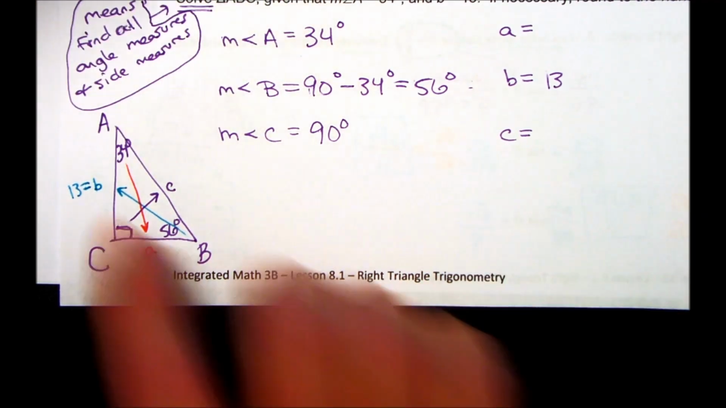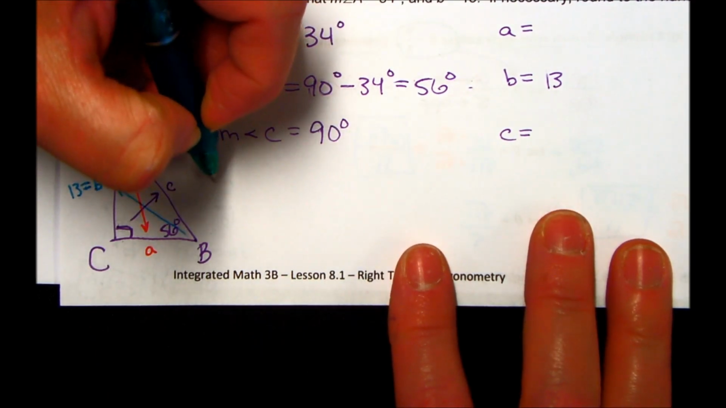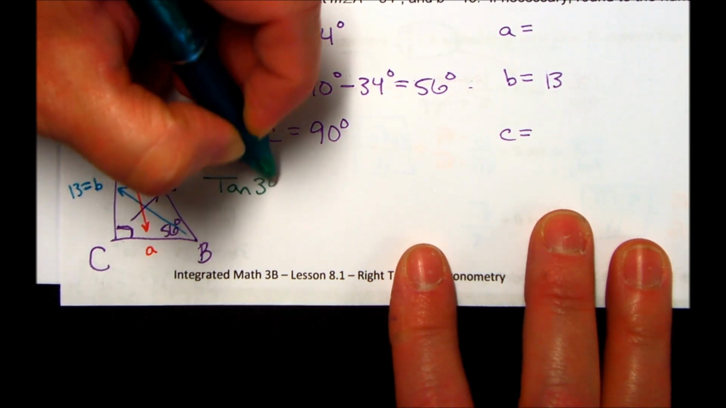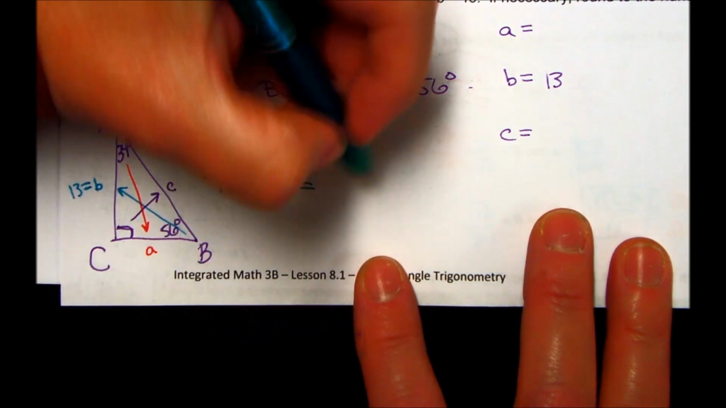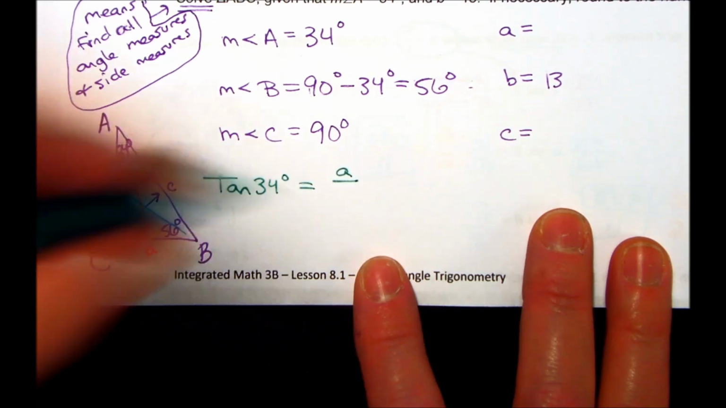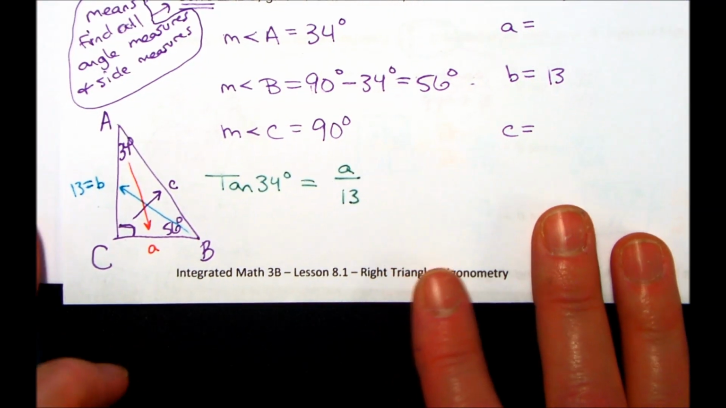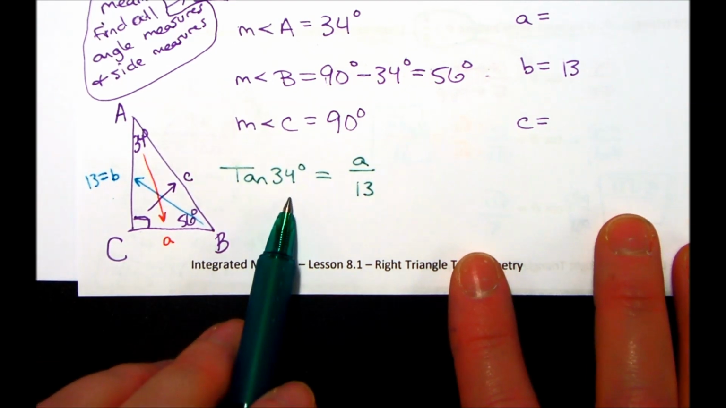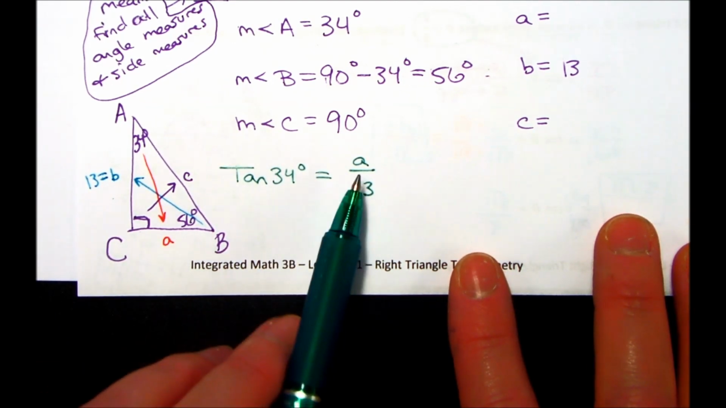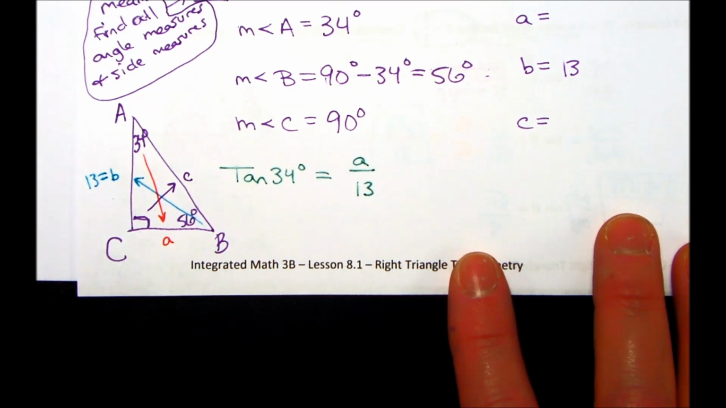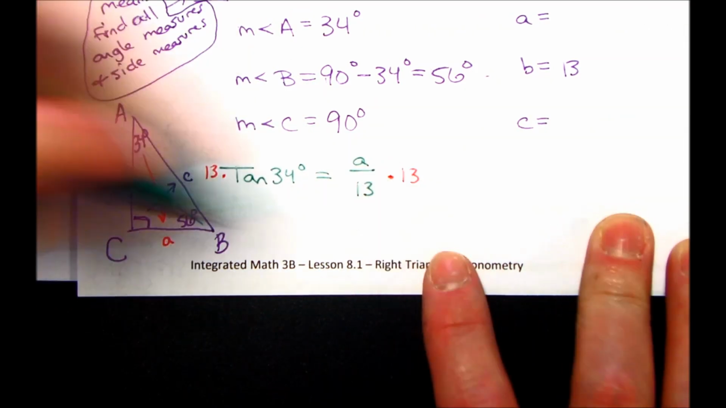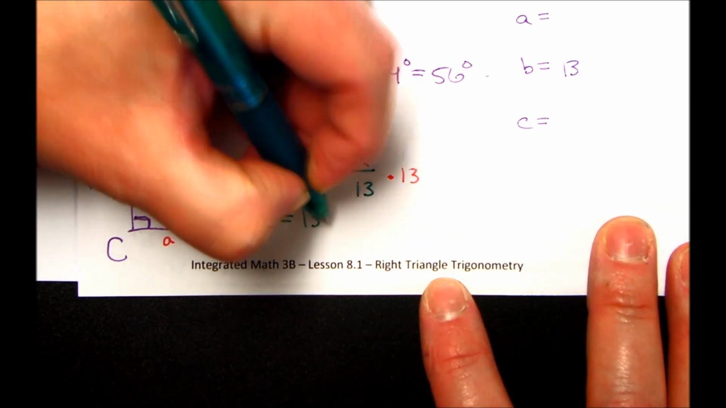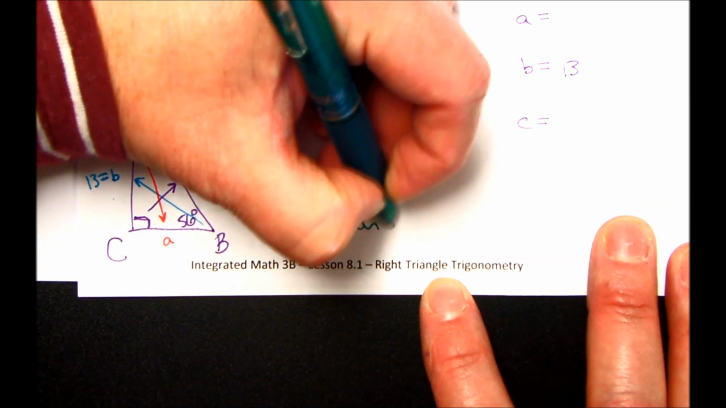All right, so I'm going to use 34 degrees. So tangent 34 degrees is going to equal the opposite, which is A, over the adjacent, which is 13. Now in this problem we will need to use our calculator because 34 is not one of the special angles. To solve for A, I'm going to have to multiply both sides by 13. So the measurement of side A is going to equal 13 times tangent 34 degrees. And that probably shouldn't be capitalized.